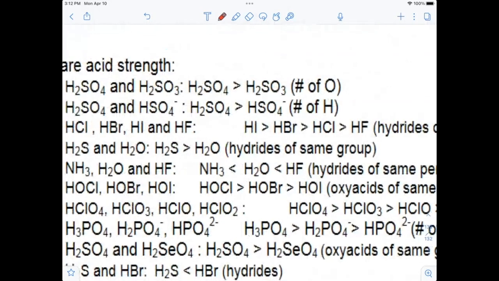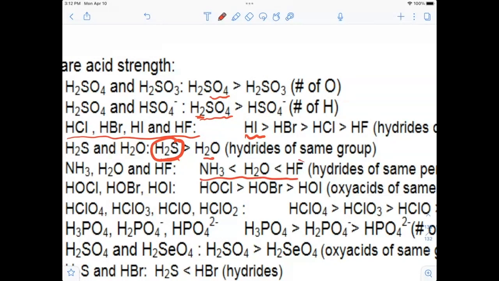This has to do with more oxygens, making this more acidic. This one here is one of the 6 strong acids. More hydrogens, making it more acidic. The order here is based on the group relationship. The further down the group, the more acidic for binary acids. Here, this is still a binary acid relationship, right? So this is more acidic because it's further down the group.